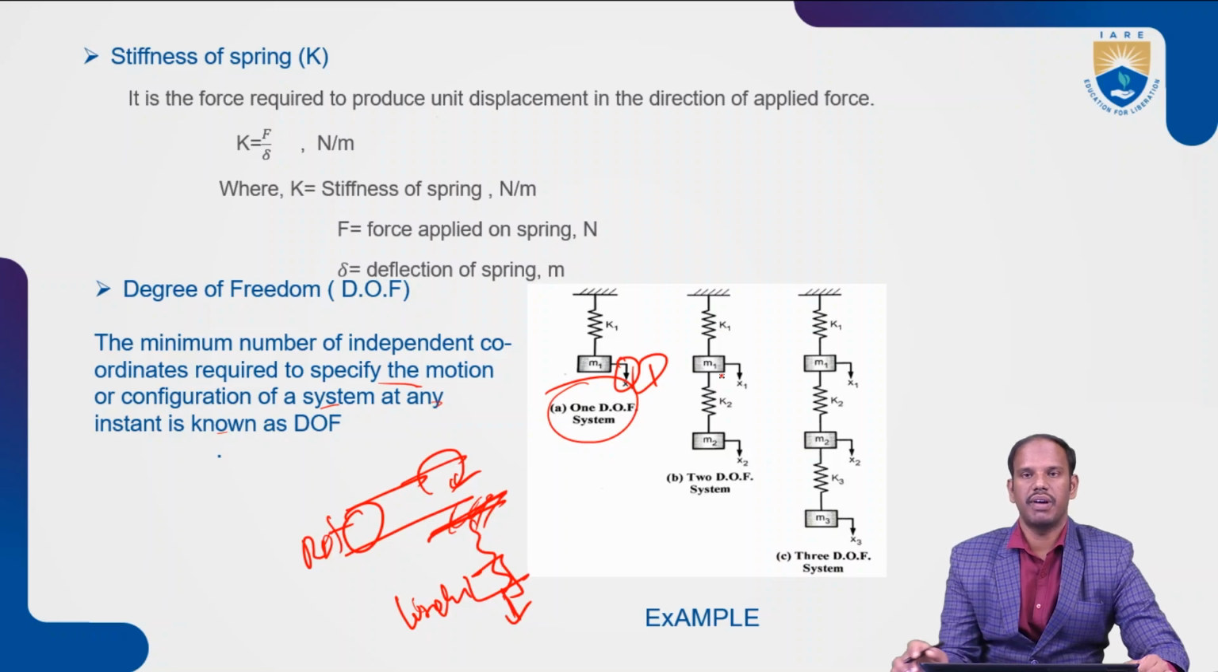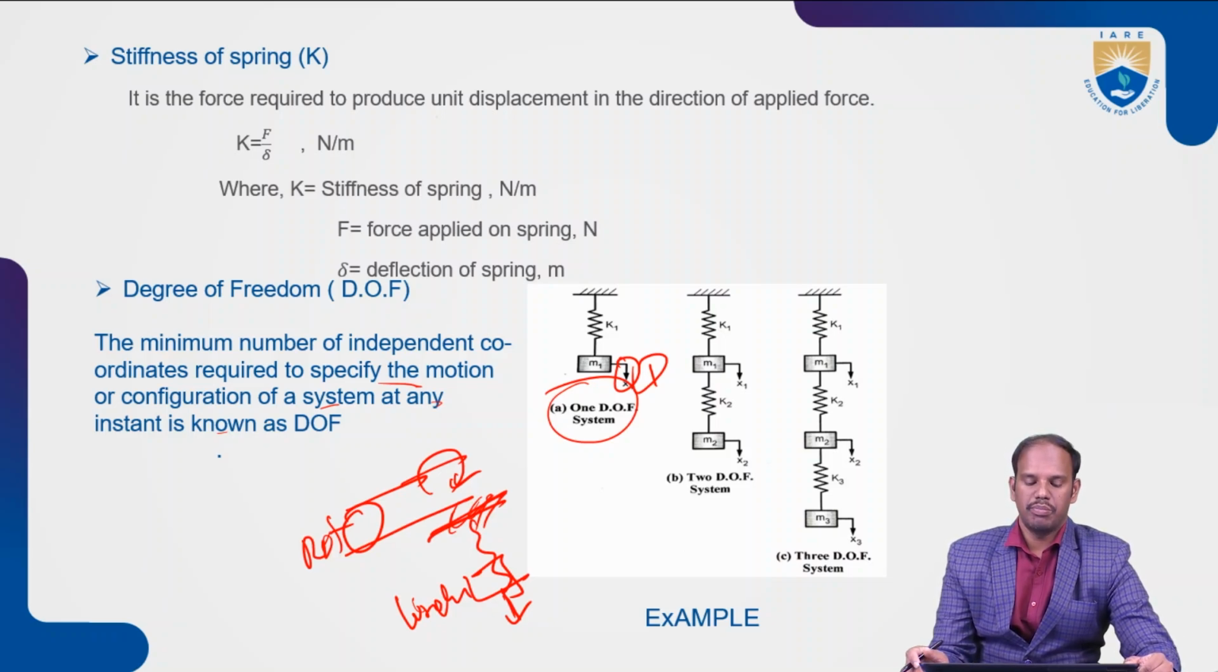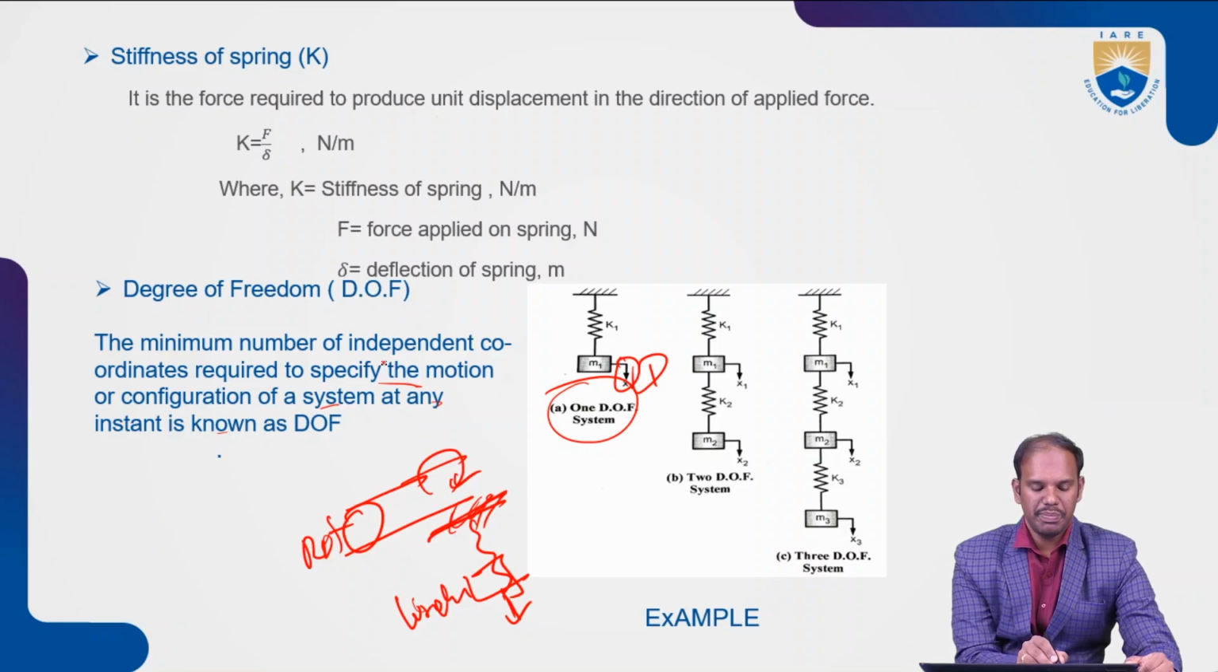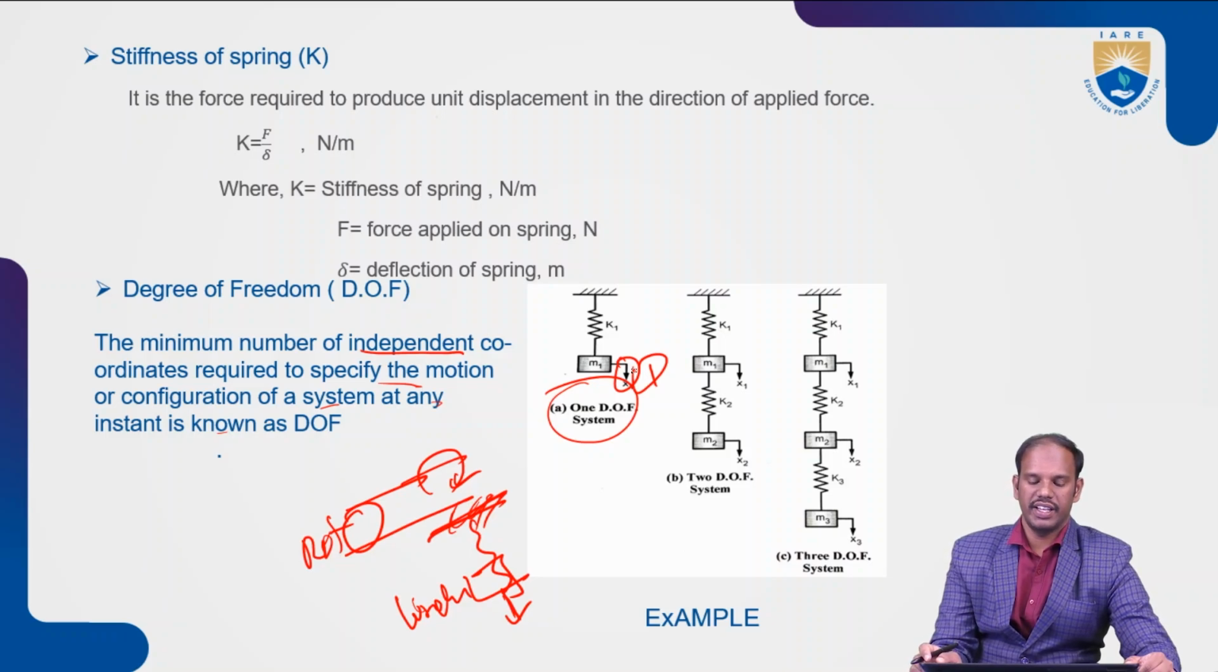If you take a spring-mass system having mass M1 and spring K1, with a displacement of X, the independent coordinate is one, and one coordinate means a single degree of freedom.